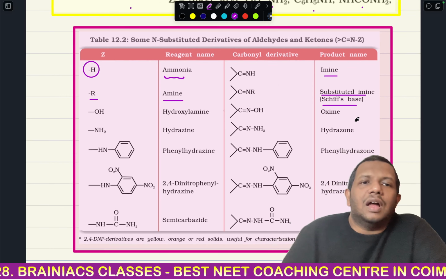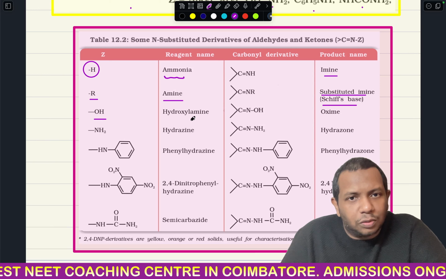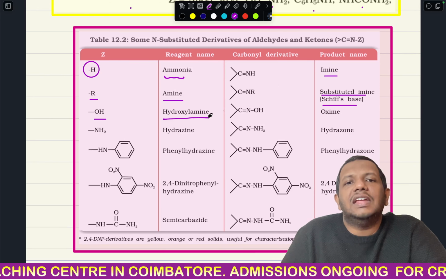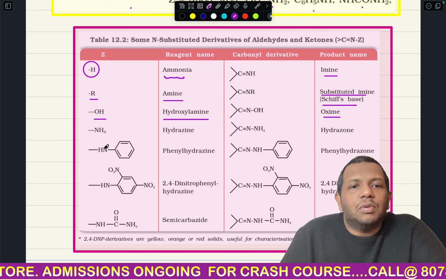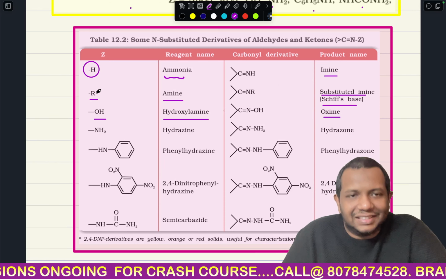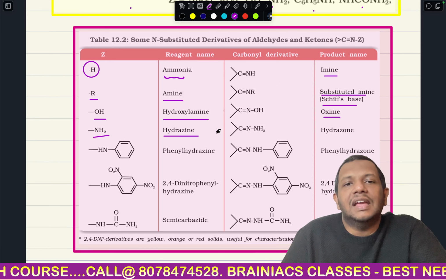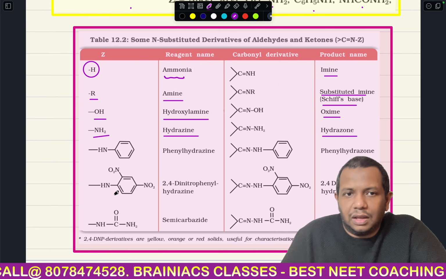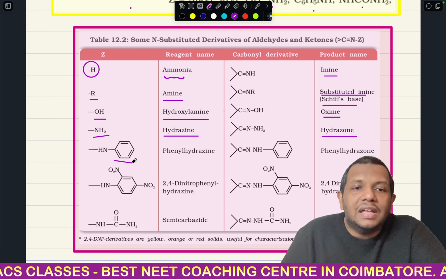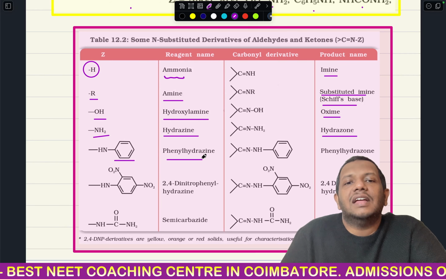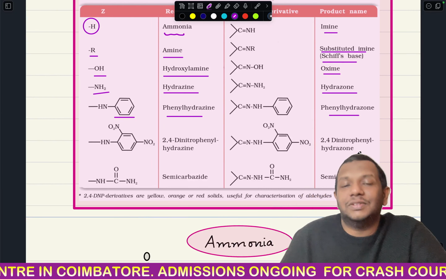Next thing is, now the Z is replaced with OH. Then that is called hydroxylamine. Why? Because NH2 is already there and a hydroxyl group is introduced. Then in that case, my product is called oxime. Whenever the Z is replaced by another amino group, then that will become hydrazine. The product is called hydrazone. And if in that hydrazine one H is replaced by a phenyl group, then we call that phenylhydrazine. Then the product is called phenylhydrazone. So please remember, any of these can come for the exam.